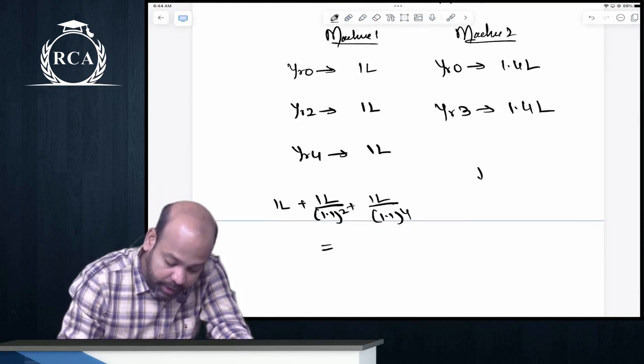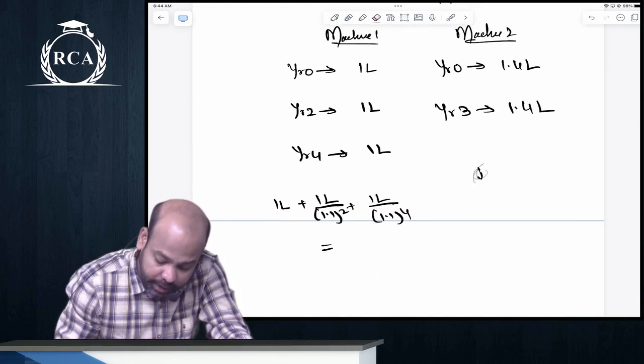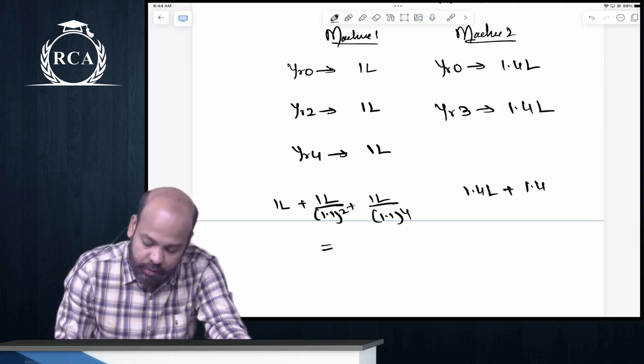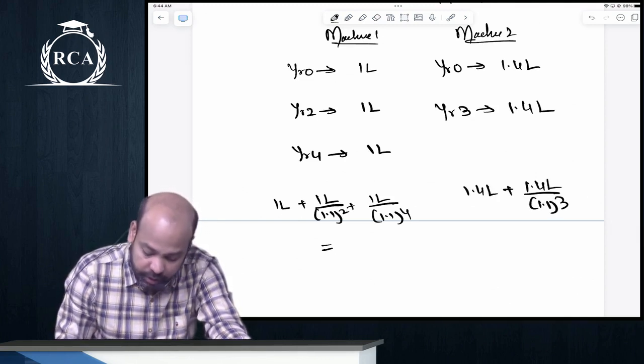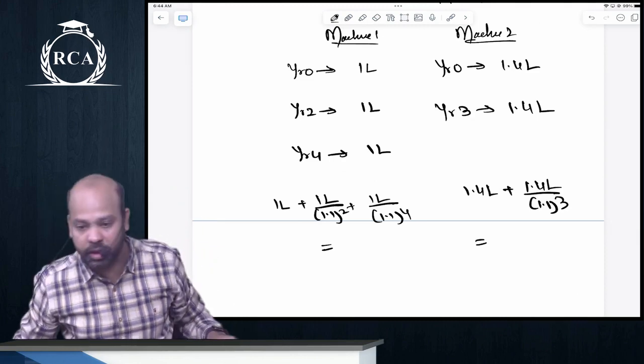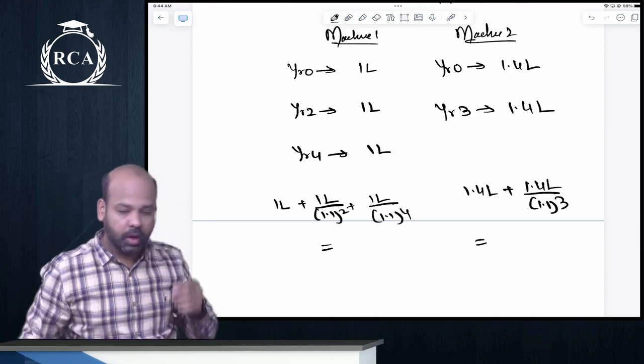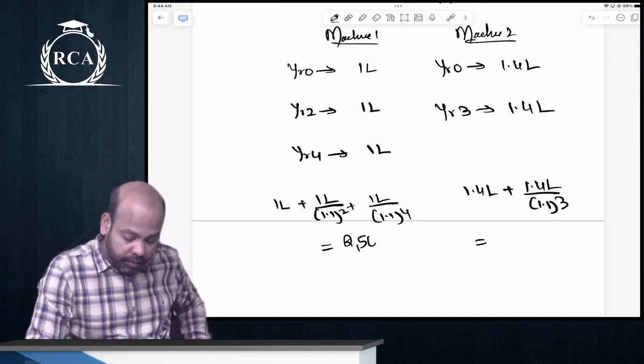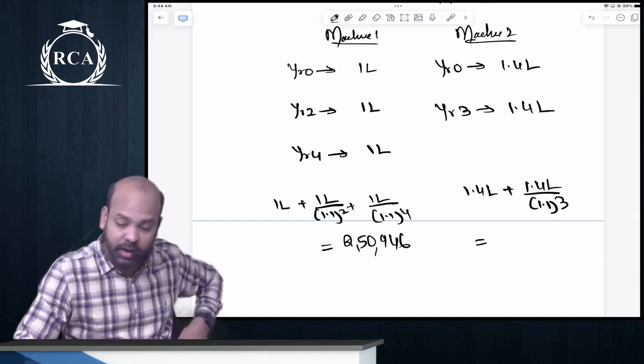Here, how will you write it, guys? Will someone calculate, beta? 1 lakh 40,000 today and another 1 lakh 40,000, beta, at the end of third year. This will become the total outflow, guys, under the second alternative. Understood? 2,50,946. This is the second alternative, beta.